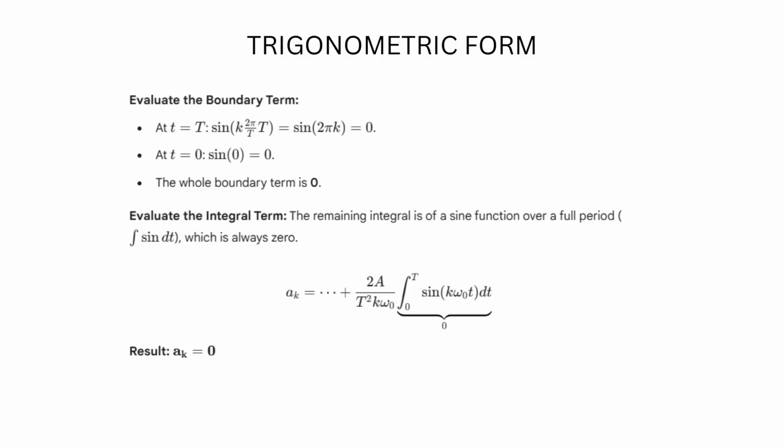At t equals big T, sine of k times 2 pi T over T simplifies to sine of 2 pi k, which is 0. At t equals 0, sine of 0 is 0. The whole boundary term is 0. So now evaluate the integral term. The remaining integral is of a sine function over a full period, and the integral of sine dt over a full period is always 0.